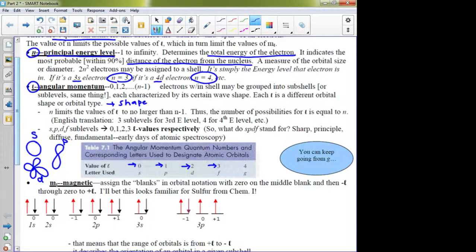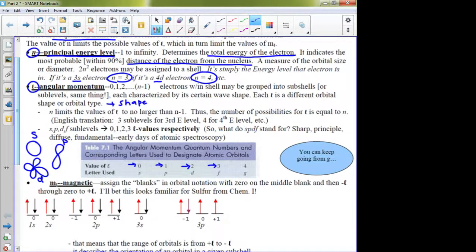F is like a bunch of dumbbells put together. Okay, it's a bunch of them. Can't draw it. You with me? And then, of course, it could keep going on and on and on, g, h, i, j, whatever, but we don't go that far yet. So we can stop at f, right? So it's important you know s, p, d, and f.